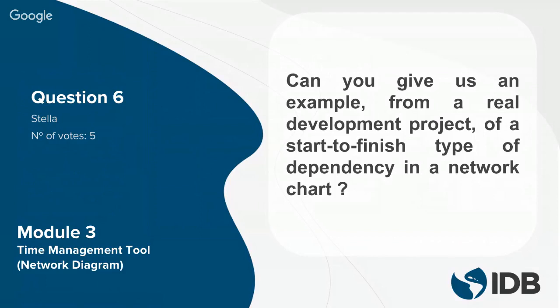Okay, so before we start answering the question, what is a start to finish type of dependency? The start to finish type of dependency means that activity B will not end if activity A doesn't start. So for activity B to end, activity A needs to start. Let's take one example to clarify this answer. Think about how you would implement a new system and turn an old system off. You can turn off the old system as soon as the new system has started in production, but not before then.